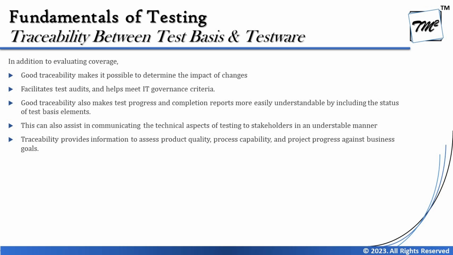Also, good traceability makes test progress and completion reports more easily understandable by including the status of the test basis elements. That means a business stakeholder will not be able to understand what you did by doing 20 executions unless I have traceability back to the requirement, because they are least bothered about your test cases. They are mainly bothered about how much of the requirements has been completed at that point of time. So from the execution, you can derive it back to the requirement: I did 50 executions today, but these 50 executions have covered 20% of requirements, and that totally makes sense to a business, right?